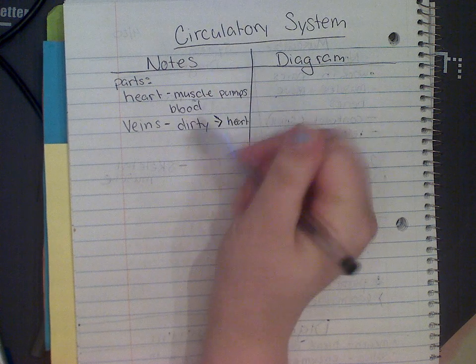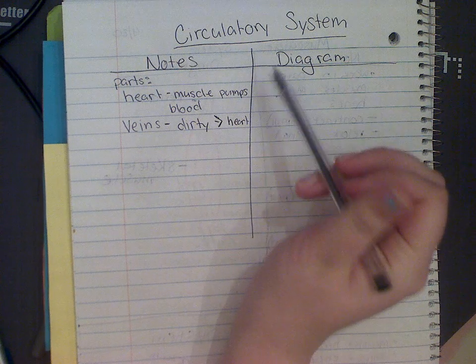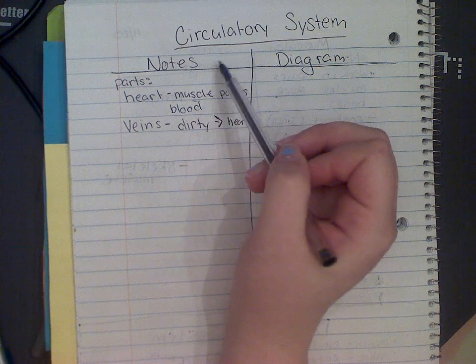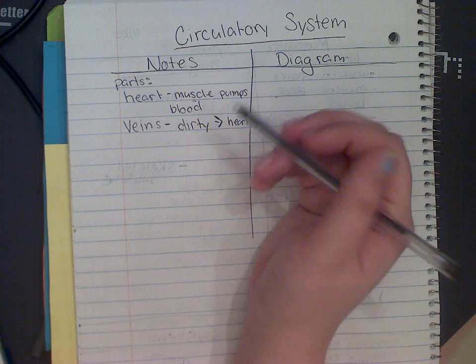In your veins, the blood is exchanged. Once it gets to the heart, it goes through the lungs. And your lungs are a little part of your circulatory system, although they're not one of the main parts. And that's where the blood is reoxygenated and gets cleaned.